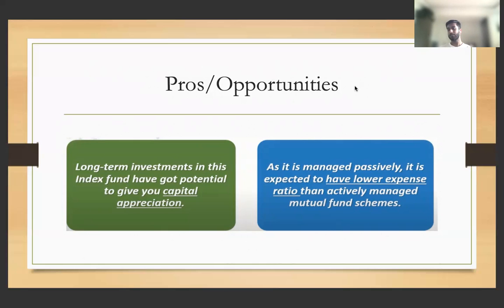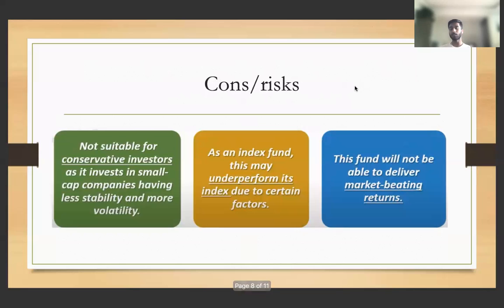As it is managed passively, it is expected to have a lower expense ratio than actively managed funds. This is obvious since the involvement of managers is less, so the expense ratio of this fund is lower. Risks of this one: not suitable for conservative investors as it invests in small cap companies having less stability and more volatility. As we have seen, in this quarter a negative 7% return has come. So conservative investors can't afford this. It is not suitable for those who have moderate to low risk appetite.